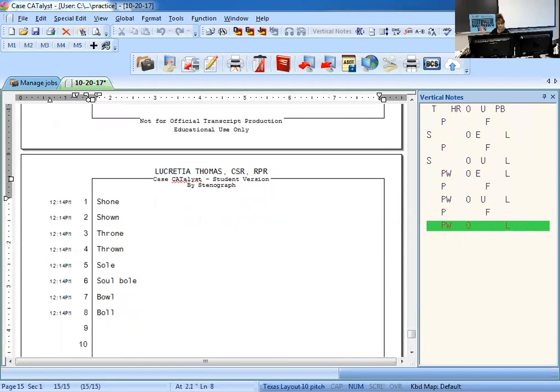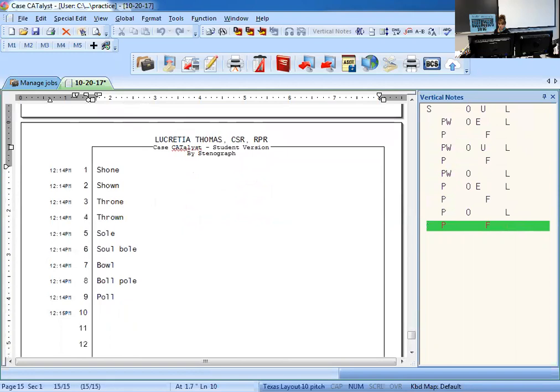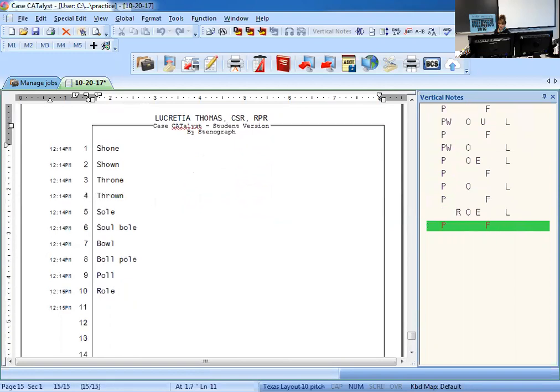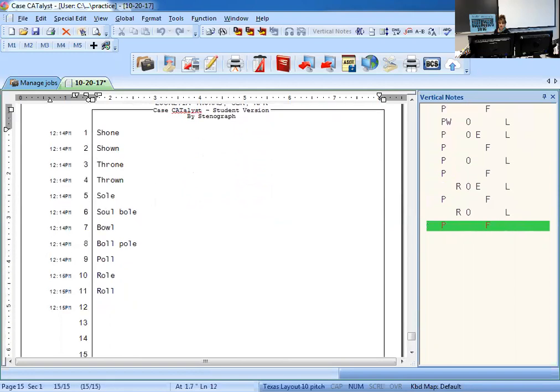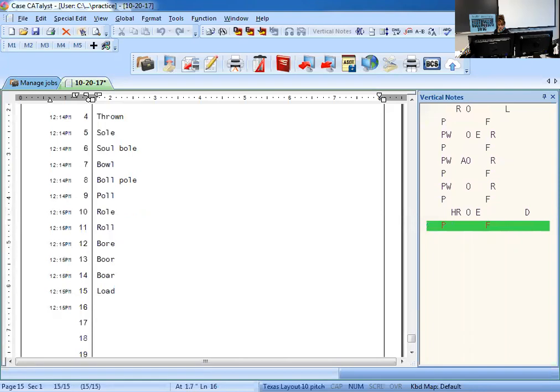And then we've got the third column now. Poll is P long O-L. Poll the jury, P-O-L. Roll, what is your role in this? R long O-L. Roll call, R-O-L. You have bore, B-O-R-E is B long O-R. Bore, B-A-O-R, because the O-O equals the A-O. Bore, B-O-R. Load, L long O-D. Load, L long O-D with an asterisk.